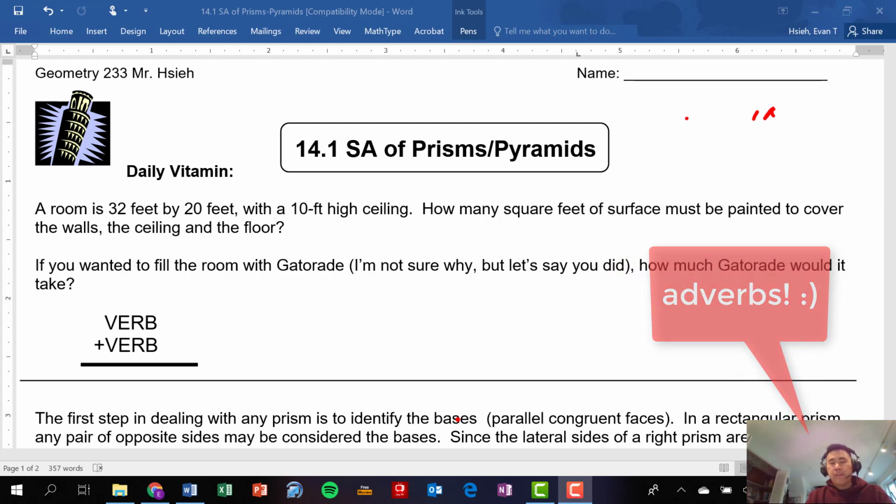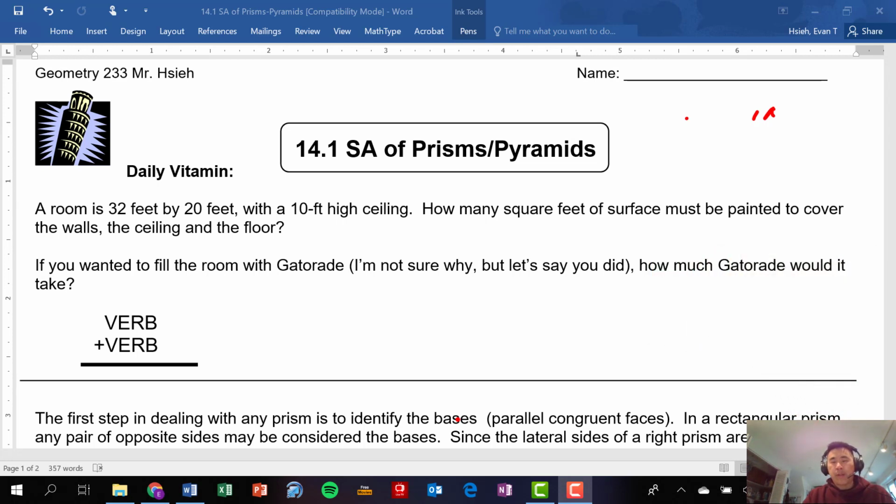The first half, dealing with surface area, we'll be applying a lot of the area formulas that we learned in chapter 12. And then in the second half of the chapter, we're dealing with volume, so we'll have some new formulas there. In the first section of chapter 14, we're dealing with prisms and pyramids. The first page is going to be about prisms. The second page will be about pyramids.